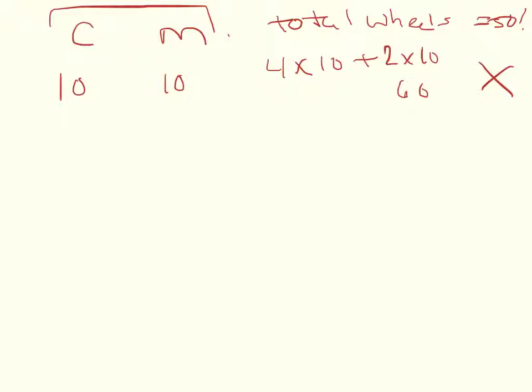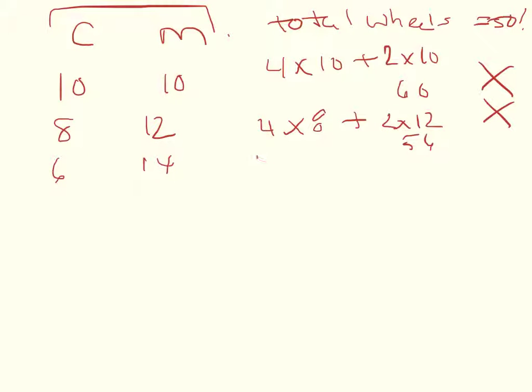So I'm going to bump cars down to 8 and motorcycles up to 12. So to calculate wheels, I do 4 times 8 plus 2 times 12. So it's 32 plus 24, which is 56. And that's not 50, but it's getting closer. So I bump it down again, 6 and 14. So I do 4 times 6 plus 2 times 14. And that's 24 plus 28, which is 52. Not quite there.